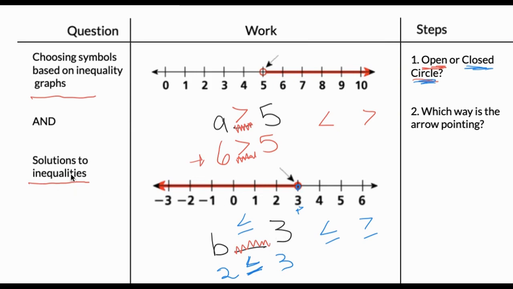So solutions to these inequalities, now this is the exact same as the previous one, anything along this line, but it also includes, since it's a closed dot, this number right here, because 3 is less than or equal to 3, because it's equal to it. Same with this inequality here. Any number that we could plug into B that makes this statement true is a solution.